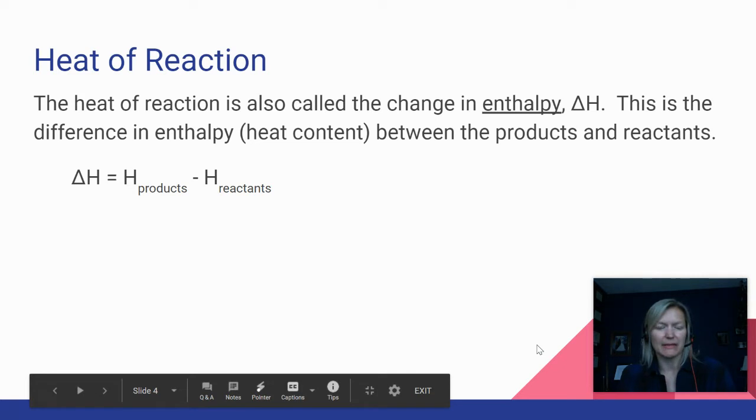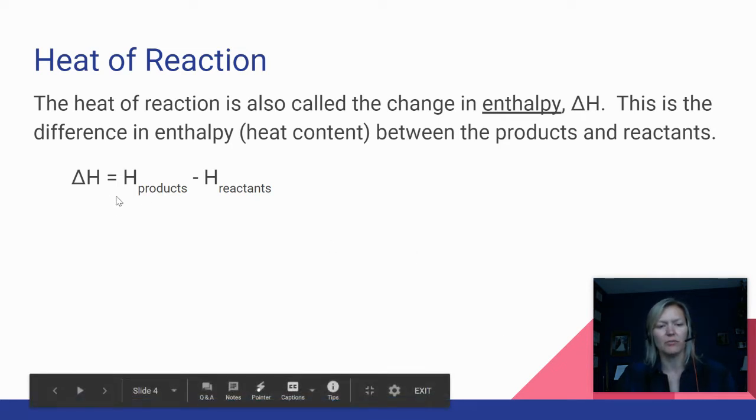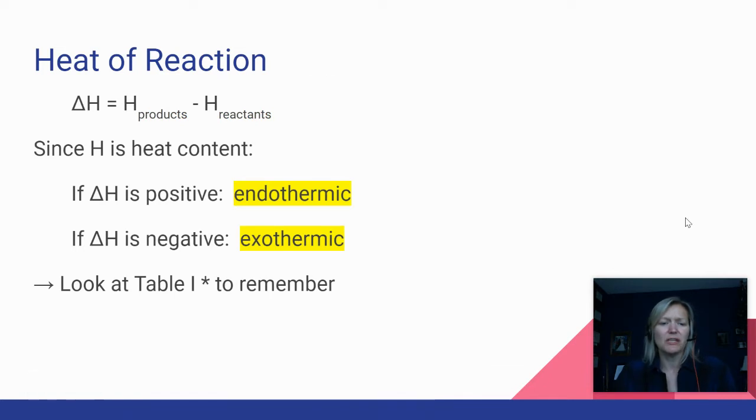Second big topic we're going to get into is heats of reaction. Now it's called enthalpy, different. This one's got a TH in it. Don't confuse them, please. It's delta H. It's the difference in the products minus the reactants. And here's your equation right here, products minus reactants. And there's a few things you need to know.